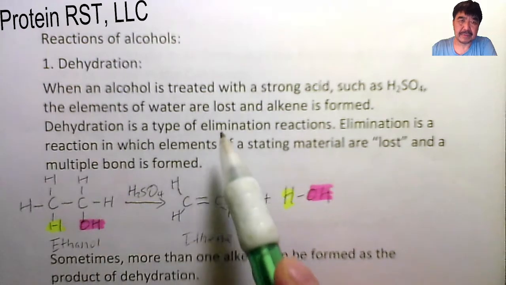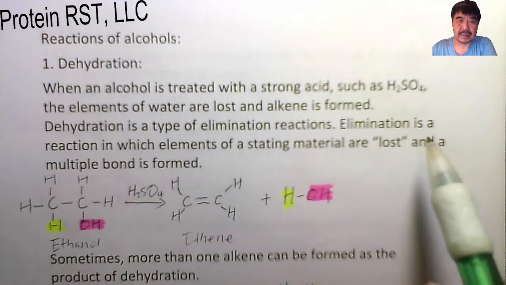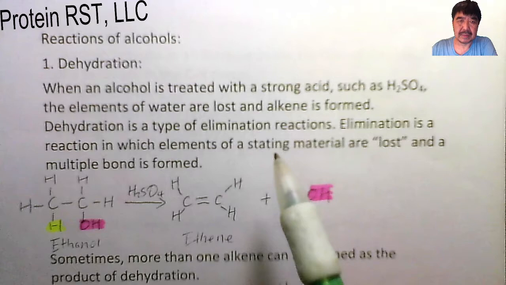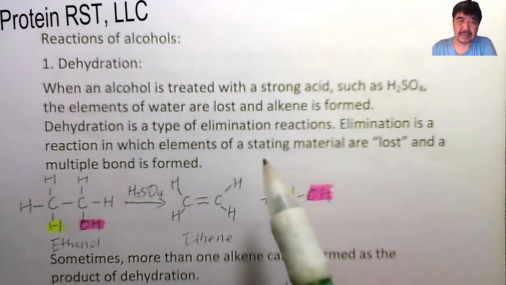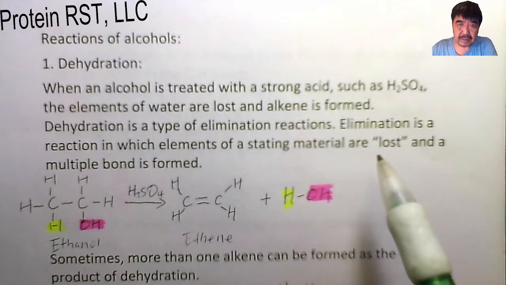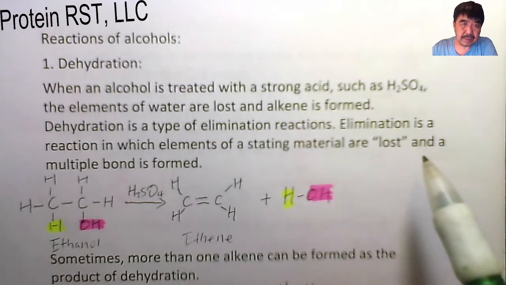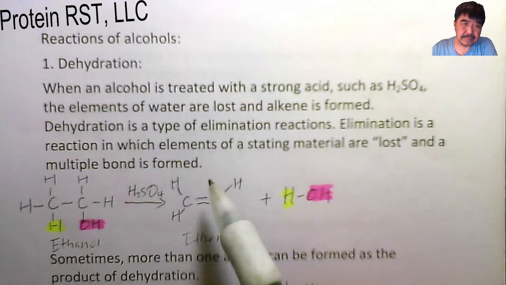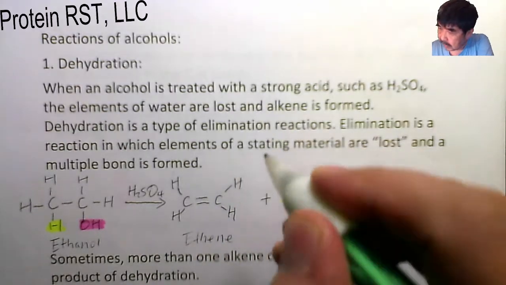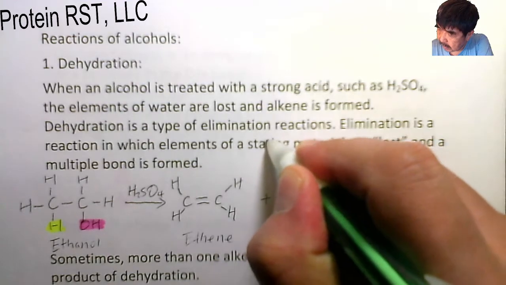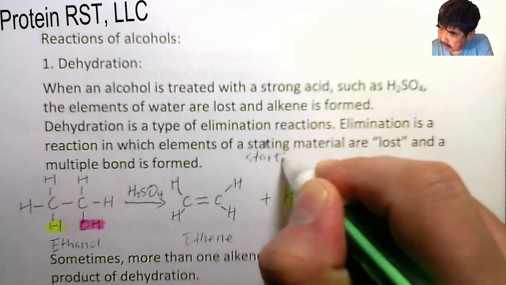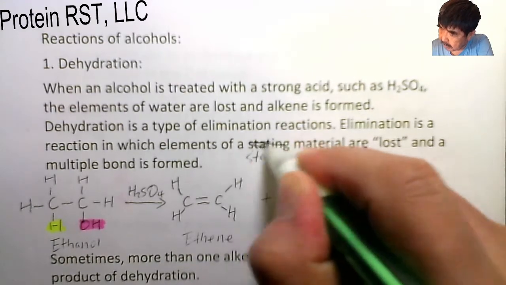Dehydration is a type of elimination reaction. Elimination is the reaction in which elements of the starting materials are lost and a multiple bond is formed. This is the starting material.